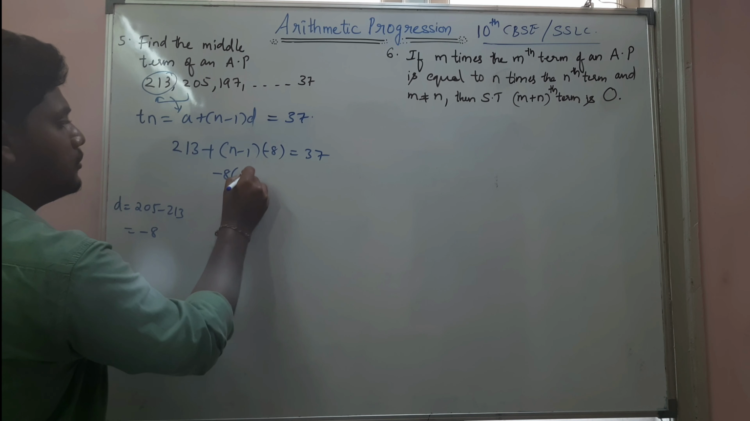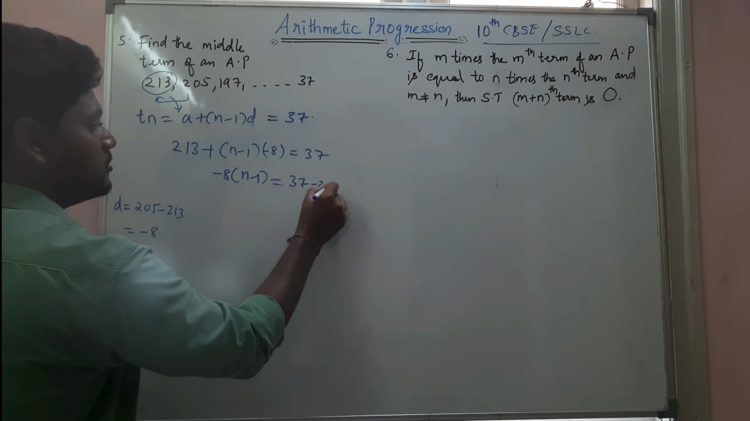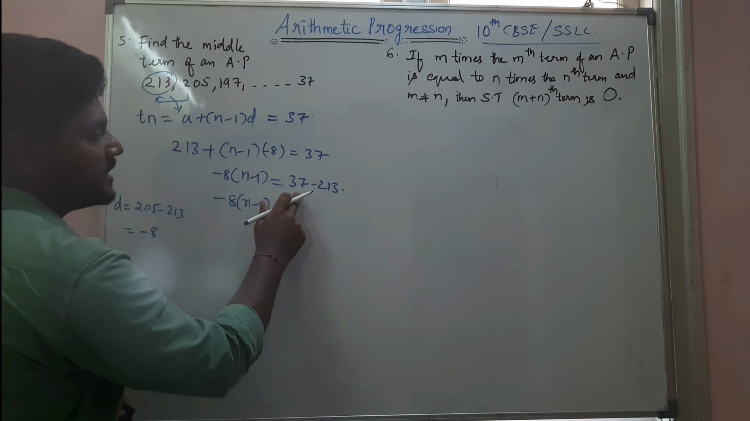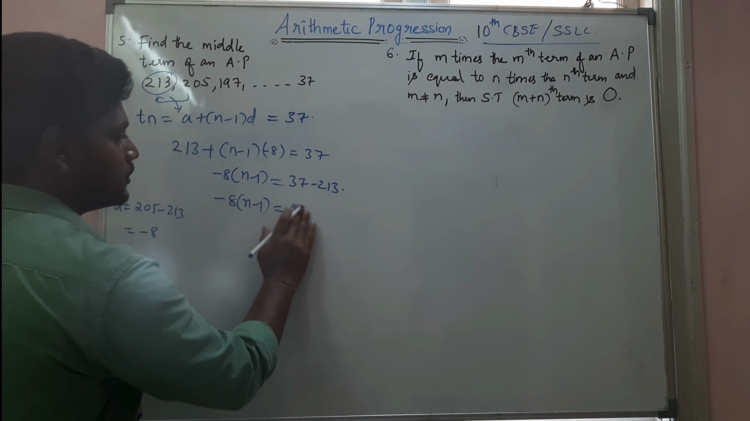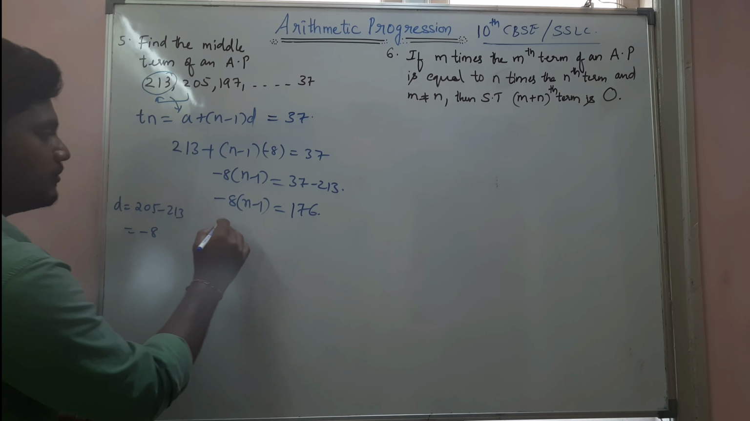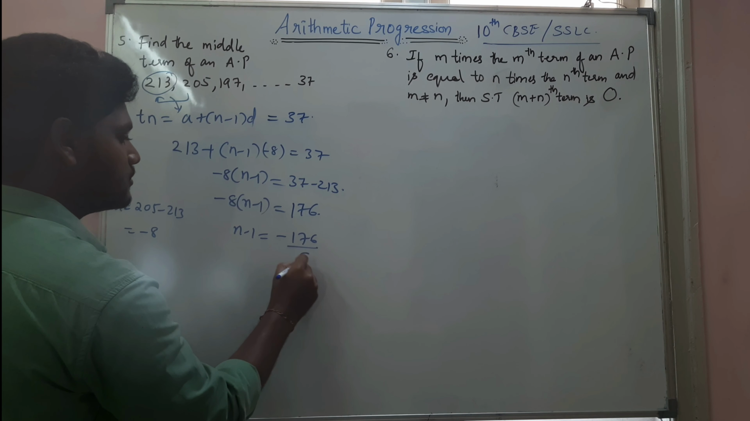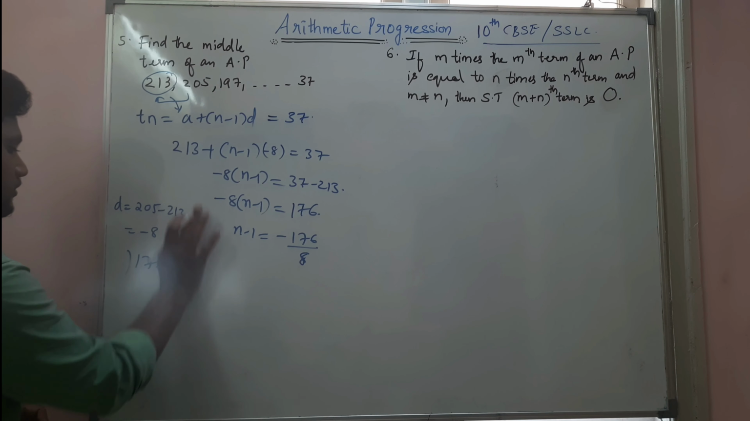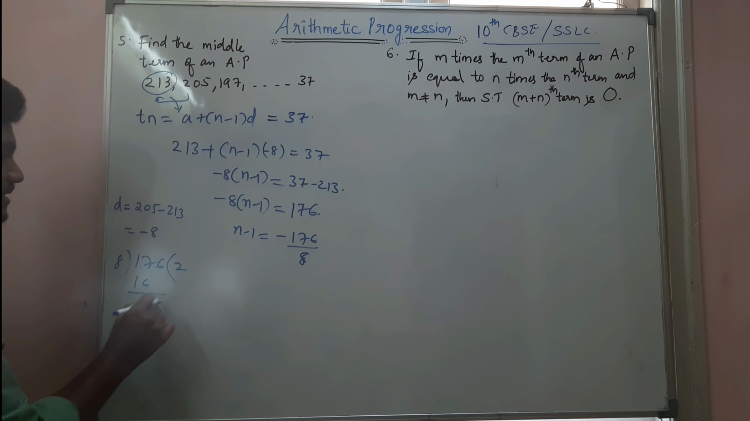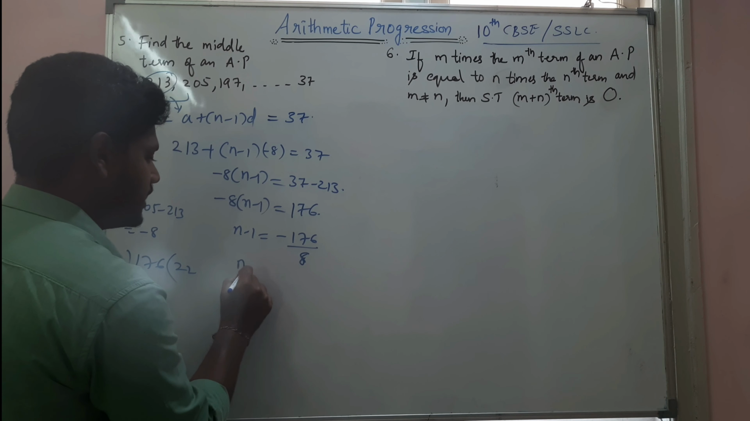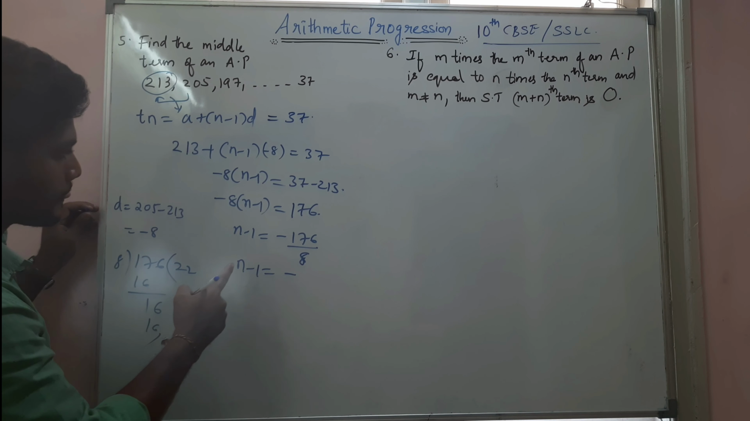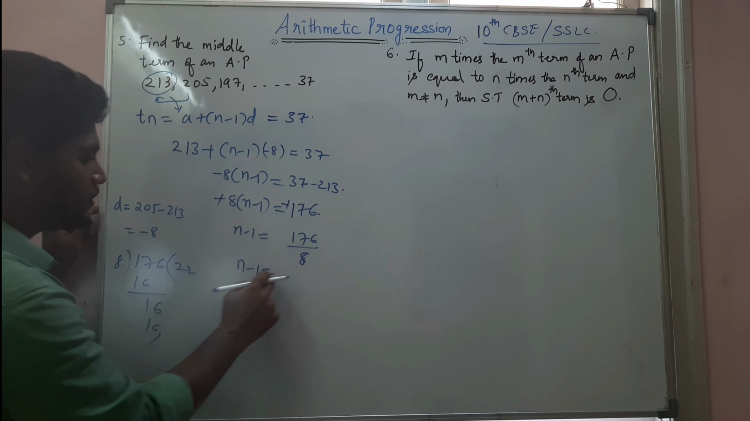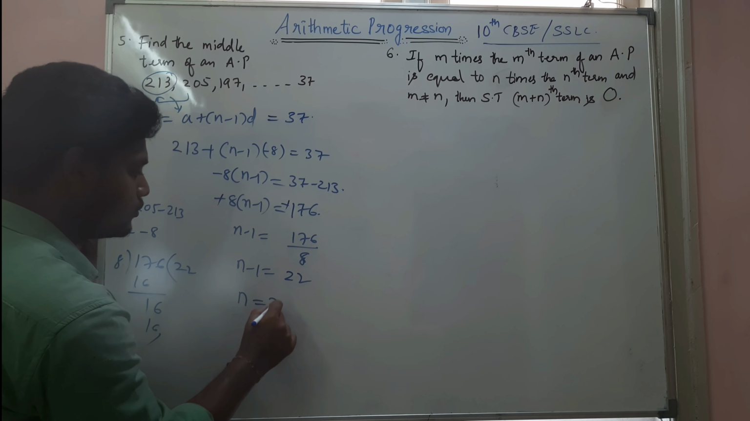So 37 is equal to 213 plus minus 8 times n minus 1. So minus 8 times n minus 1 equals 37 minus 213, which is minus 176. So n minus 1 is equal to minus 176 by 8, and minus and minus cancel. 176 divided by 8 is 22. So n minus 1 equals 22, and n is equal to 23.